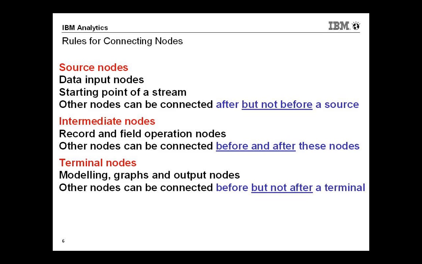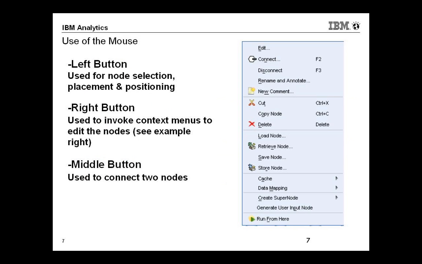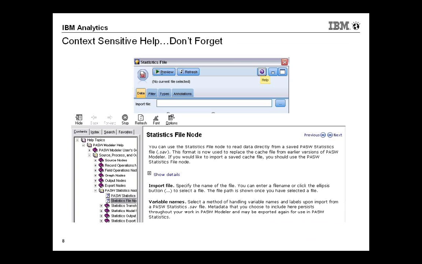Using a mouse is very intuitive. The left button is used for node selection, placement, and positioning. The right button is for invoking context menus to edit, and the middle button is to connect nodes. There's a really great help menu available, and it comes with the trial of Modeler. You will have all the information around Modeler and its properties. It will also include sample data sets and tutorials to walk through and actually build sample modeling streams to practice on your own.